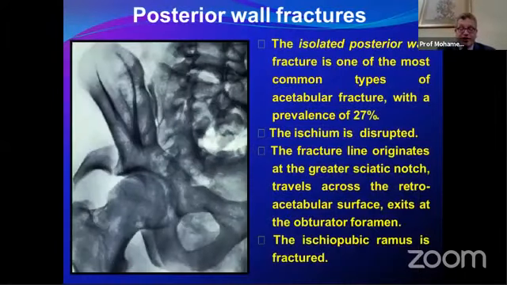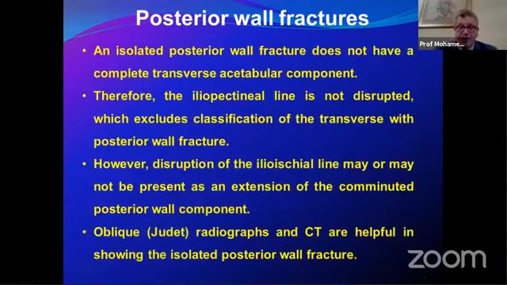The posterior wall fractures. The isolated posterior wall fracture is one of the most common types of acetabular fracture, with a prevalence of about 27%. The ischium is disrupted. The fracture line originates at the greater sciatic notch and travels across the retroacetabular surface and exits at the obturator foramen. The ischio-pubic ramus is fractured. An isolated posterior wall fracture does not have a complete transverse acetabular component.